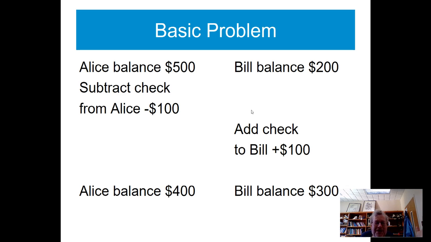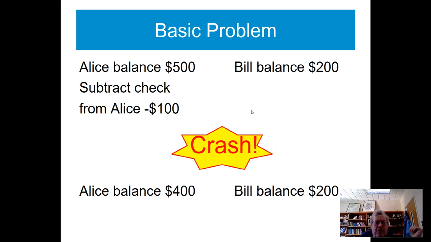What could go wrong? And of course, that's where it gets interesting, is when something does go wrong. So let's trace through this again, but we have one little addition this time, and that is what happens if we have a crash. It could be some other kind of interruption, a network failure. There are a number of things, but the classic example is, what if the computer crashes partway through it? So Alice has her starting balance, Bill has his. We subtract the check out of Alice's account, right? And then we have a crash.